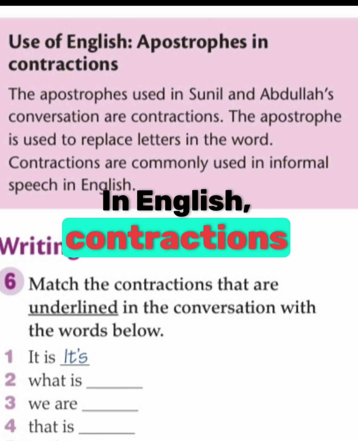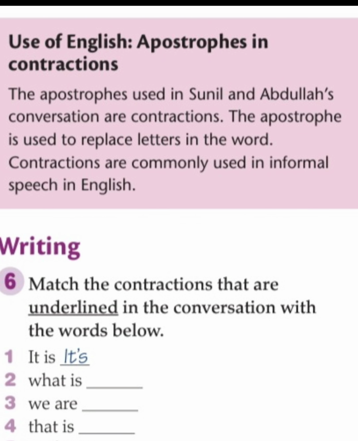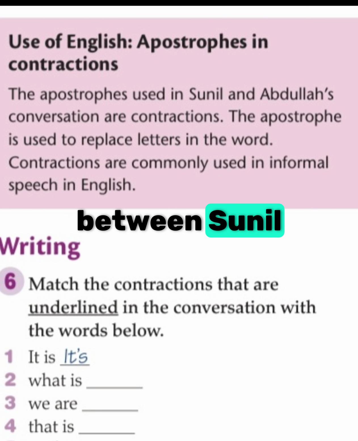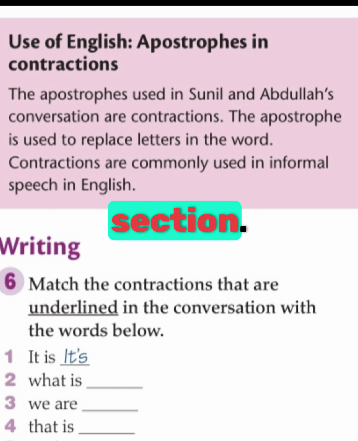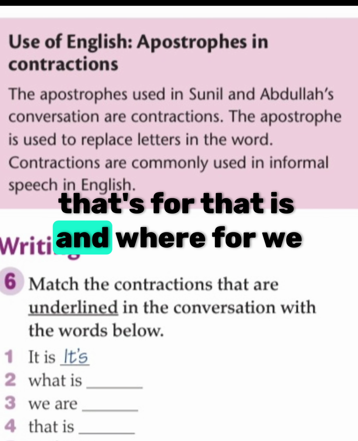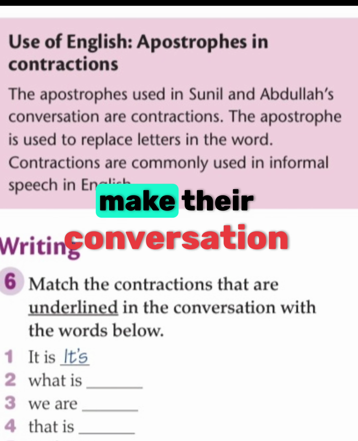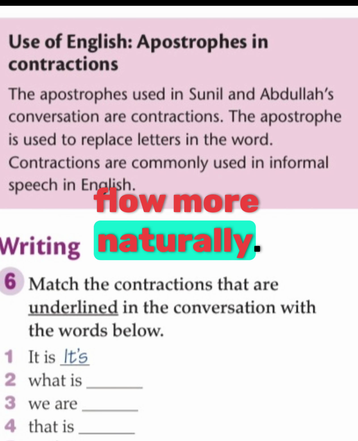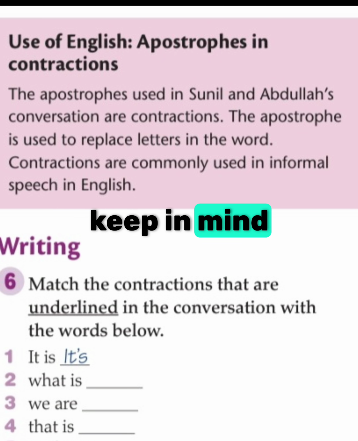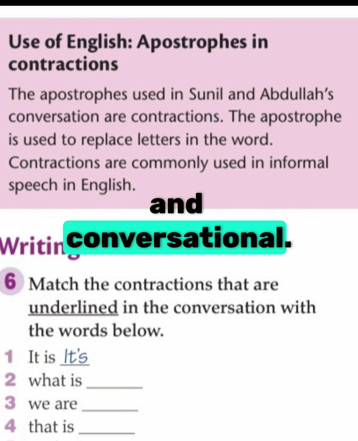In English, contractions are very common, especially in informal speech. Look at the conversation between Sunil and Abdullah in the reading section. You'll see contractions like that's for that is and we're for we are. Pay attention to how these contractions make their conversation flow more naturally. This is something to keep in mind as it will help make your English sound more fluent and conversational.